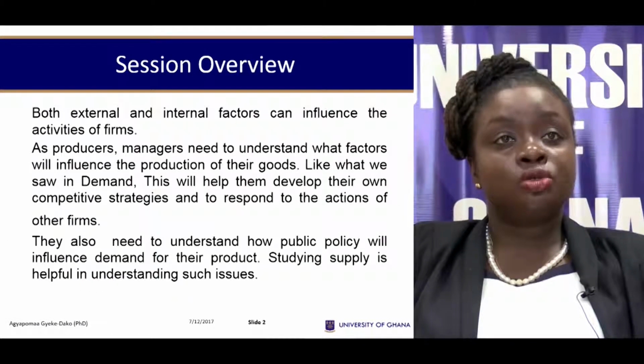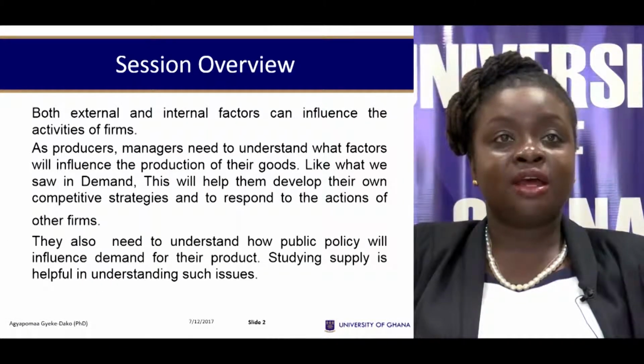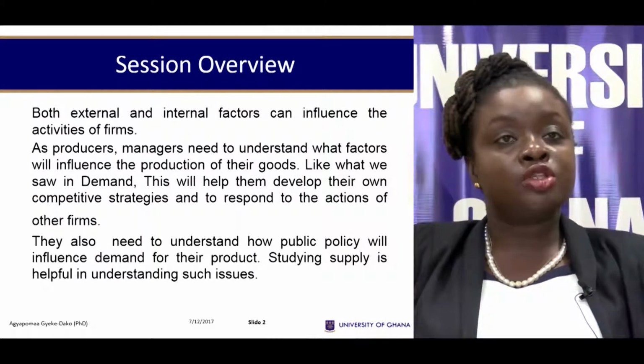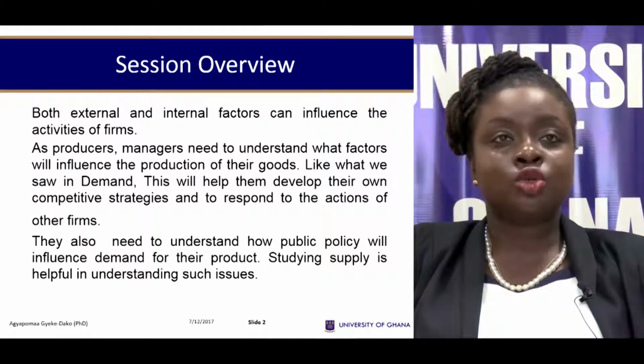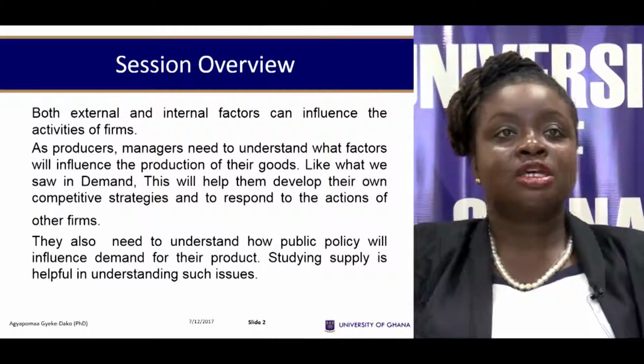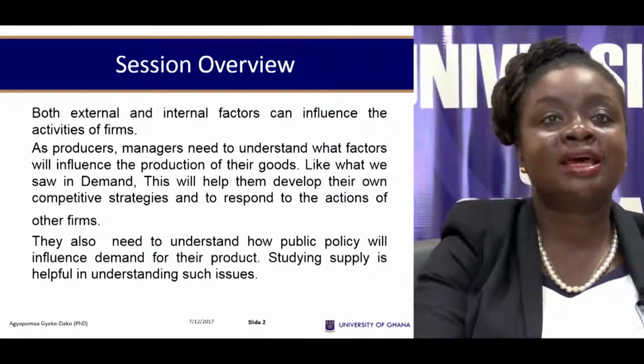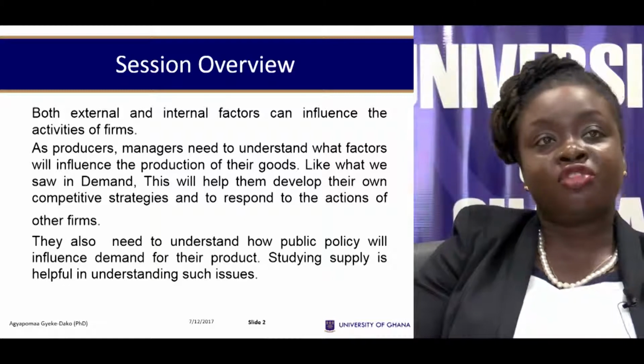In session 2, we are going to be looking at the behavior of producers separately. Remember what we did in session 1, we looked at the behavior of consumers separately. So we are now going to pretend as if there's no consumer on the market, there's only the producer on the market, and look at the behavior of the producer.